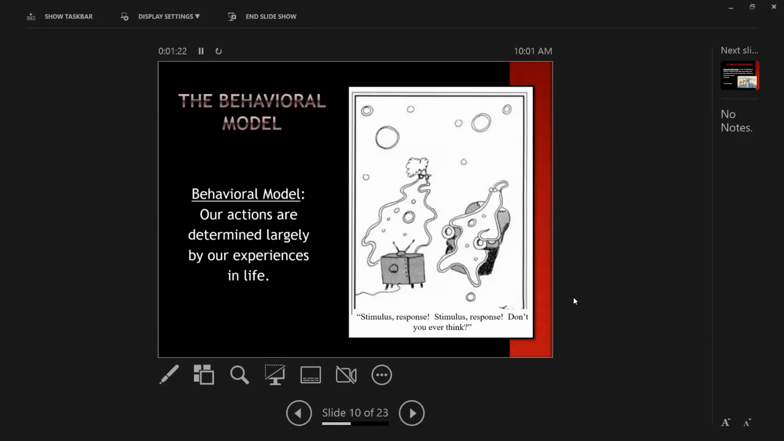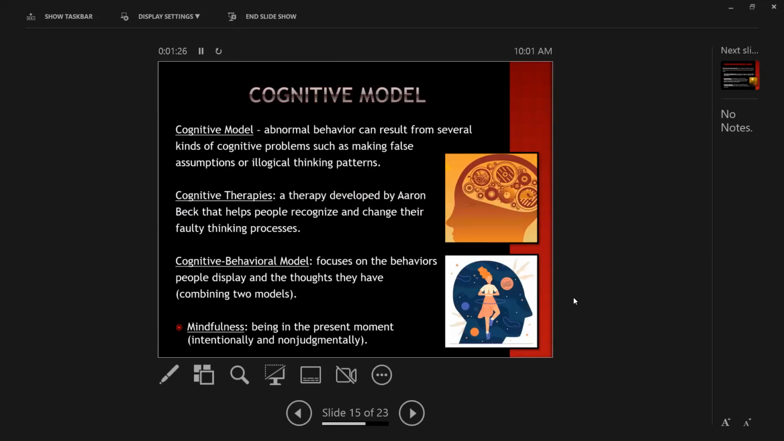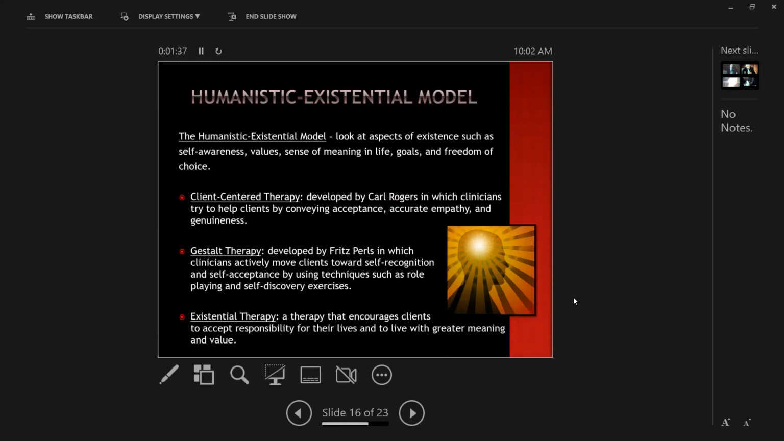The behavioral model, conditioning and learning. We added the cognitive model to it, looking at thinking patterns. And then you can combine those to get the cognitive behavioral model, which is a very current, popular model at the moment. And then we left off here.